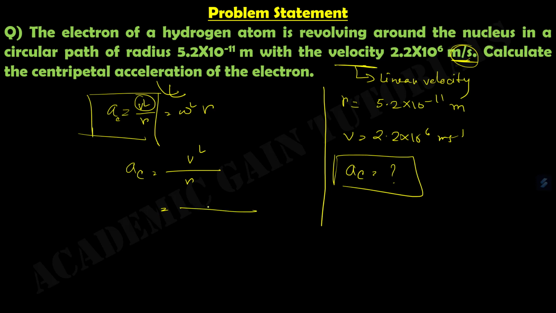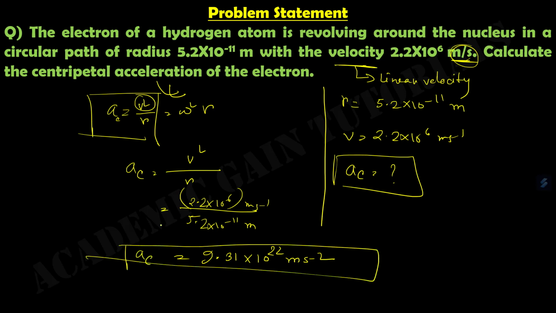Here the value of v is, sorry, this is not the value of v. The value of v is 2.2 into 10 to the power 6 meter per second, and the value of r is 5.2 into 10 to the power minus 11 meter. If I calculate all of this, I find the answer is 9.31 into 10 to the power 22 meter per second square. So this is our centripetal acceleration for the electron of the hydrogen atom.